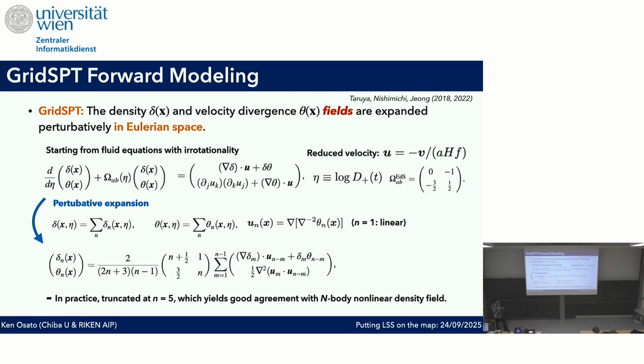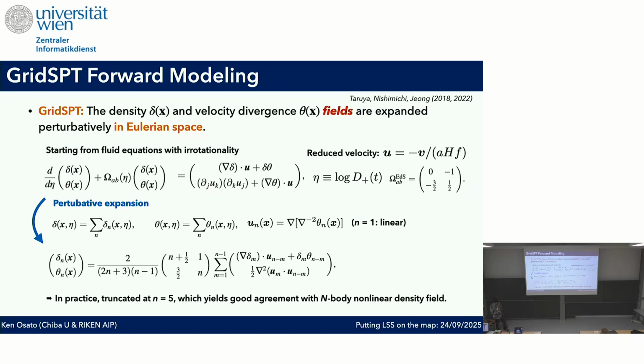The delta and theta and velocity are also expanded in a perturbative manner. Then we can finally have a recursion relation like this, where n is the order of the perturbative expansion. Starting from n equals 1 is linear. Using this recursion relation, we can get the nonlinear evolution based on the SPT framework. Of course this is an infinite series, so we have to truncate at some point.